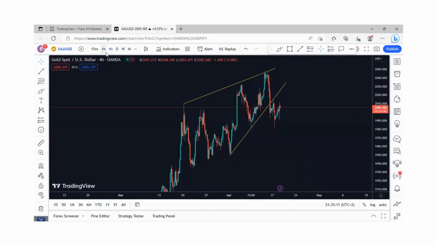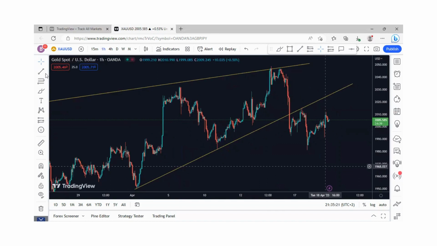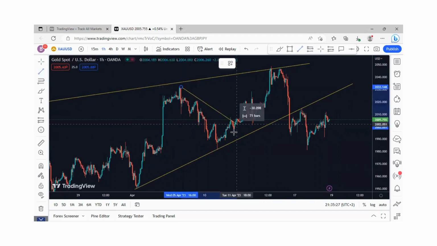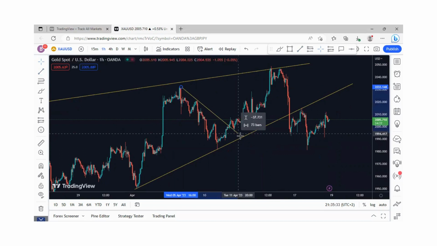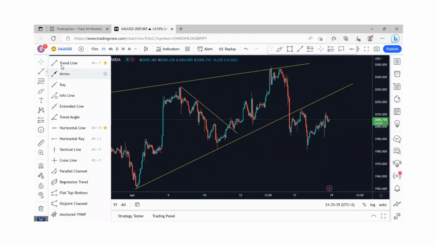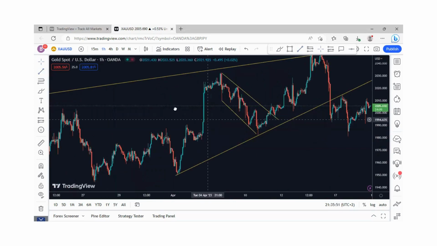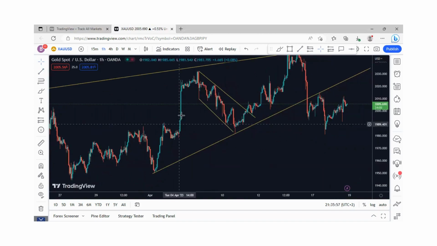Let me go down to the 1-hour time frame. Let me just show you this continuation pattern and show you where to buy and where to sell. So guys, you need to know where to buy, where to sell. What a lot of people do is they buy here while the pattern is still forming.